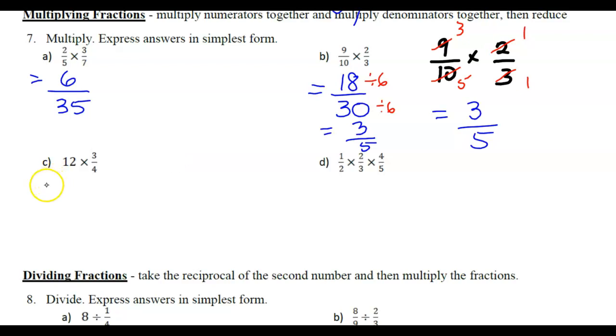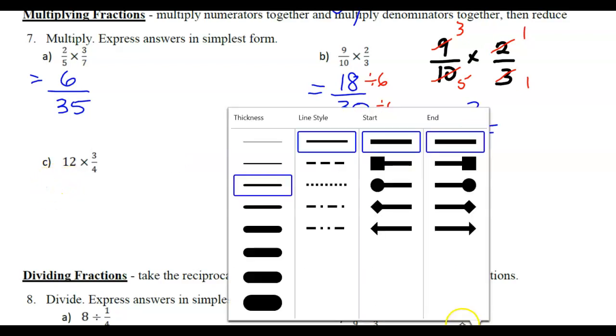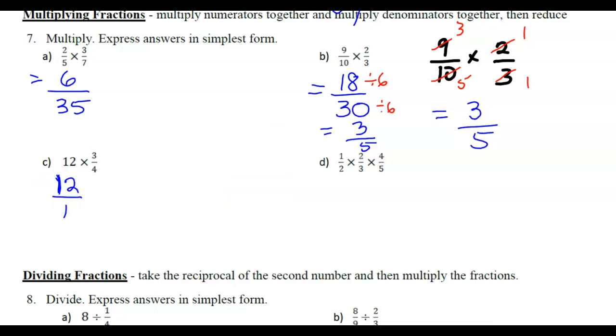So here, this is the same as, oh, I don't know what's up with my computer today. This is the same as 12 over 1 times 3 over 4. So that's going to be 36 over 4, which is 9. If you noticed right away that 4 goes into 12, you could do that like I did over on the right. 4 goes into 12 3 times. 3 times 3 is 9. 9 divided by 1 is 9.